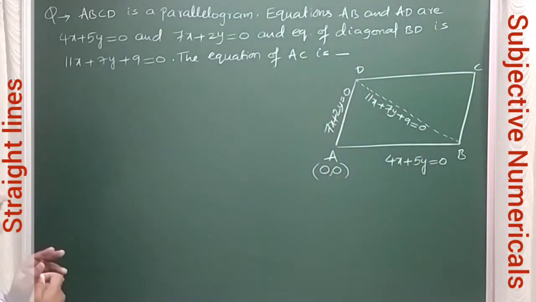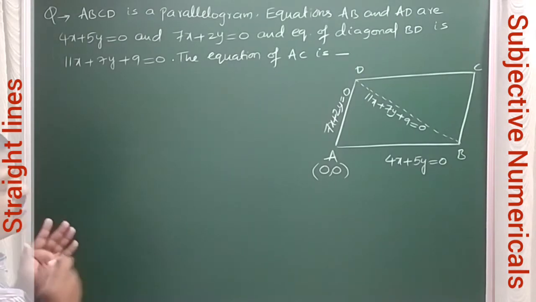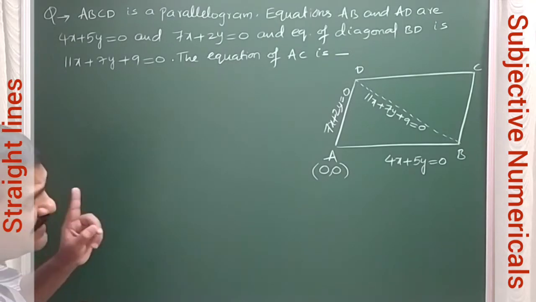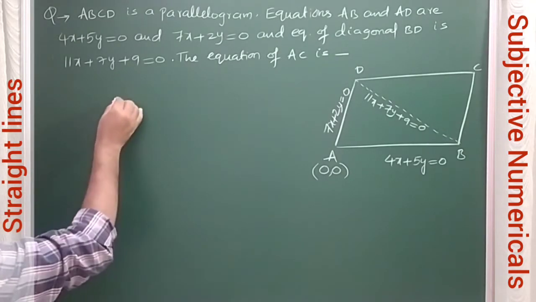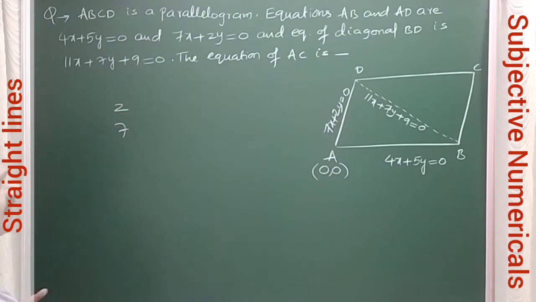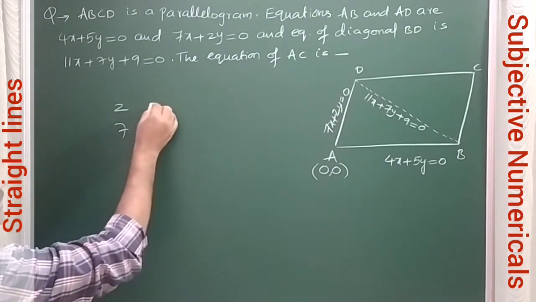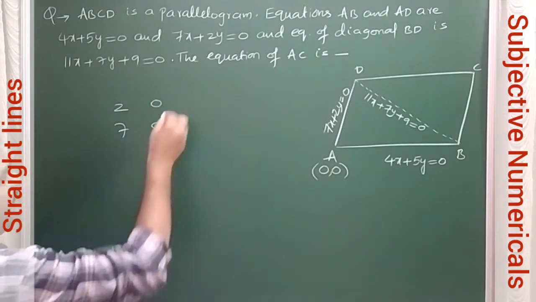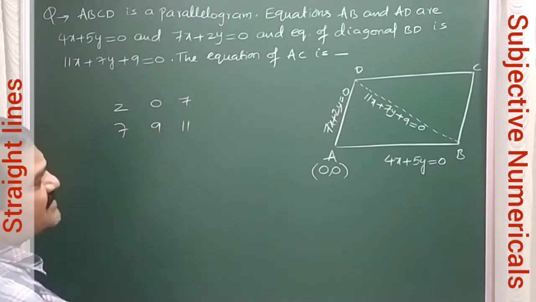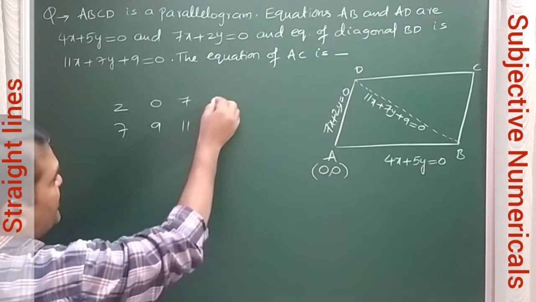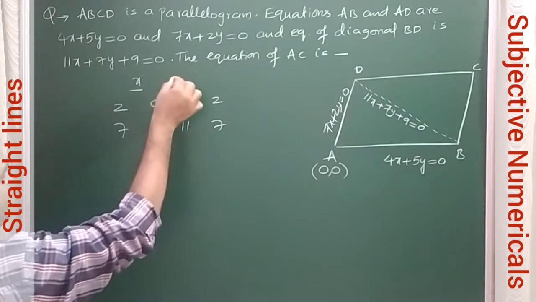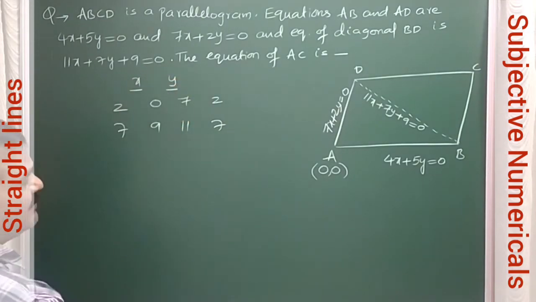So let us solve AD and BD. I will use the crisscross method. First I will write the coefficients of y, that is 2 and 7. Next I will write the constants 0 and 9. Next I will write the x coefficients 7 and 11. Next again I will write the y coefficients, that is 2 and 7. Here we will place the first variable x, second variable y, and here the constant 1.